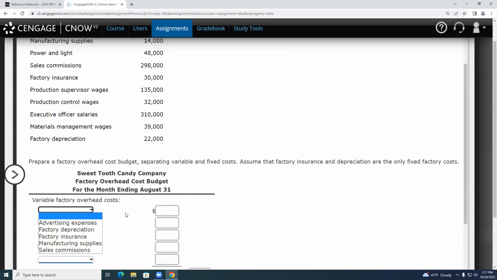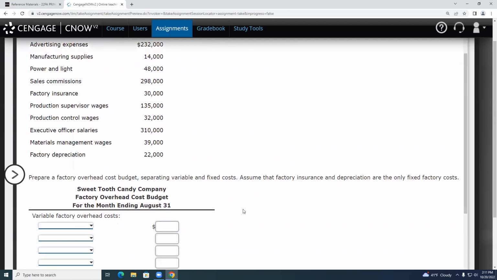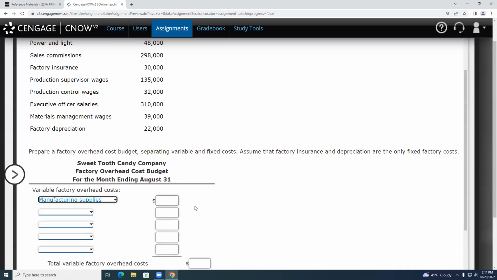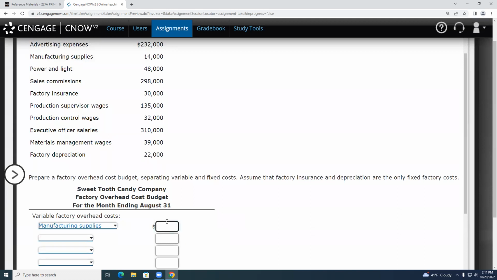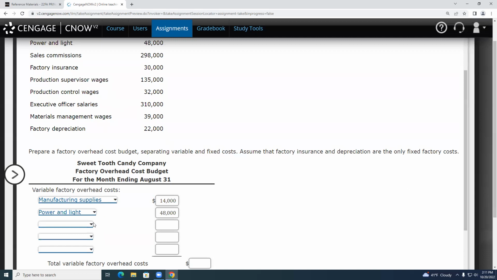So what do we have left for our variable factory overhead? We're not including advertising expenses, manufacturing supplies. So supplies, remember, are things that we use up in the normal course of operations, but they don't become part of the product itself. So we use them up, but they're not raw materials. They don't become part of the product. We have power and light. We said sales commissions are not included. Factory insurance is fixed, so we're down to production supervisor wages.